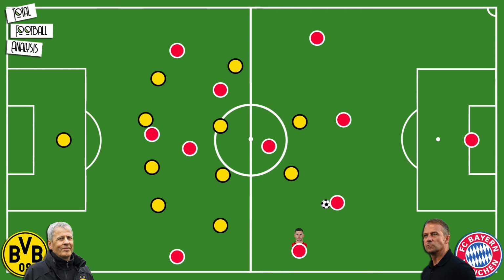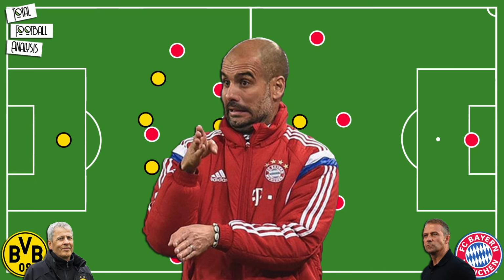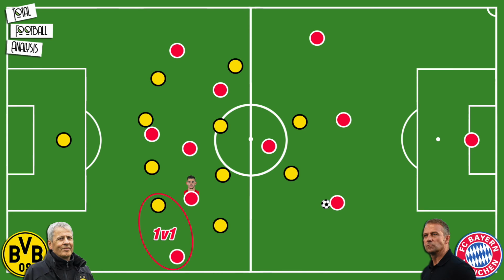In possession, Bayern often committed one fullback to the attack. With a focus on attacking on the left side, left back Hernandez often moved up the pitch. However, Hernandez did not stay near the touchline, but drifted into the half space. Their setup even resembled Bayern's strategy under Guardiola, with inverted fullbacks to create 1 vs 1 situations for the wingers.